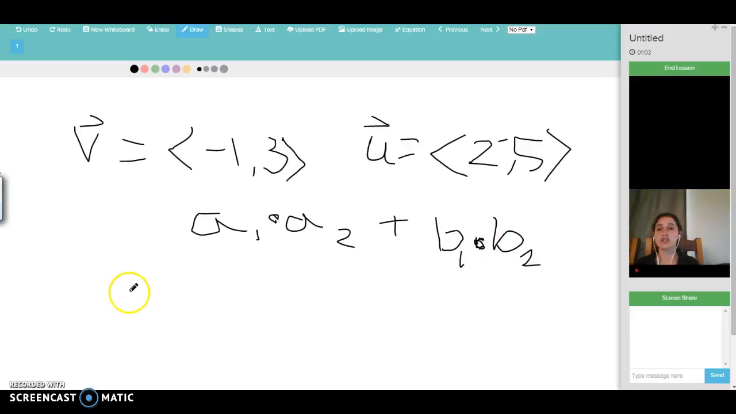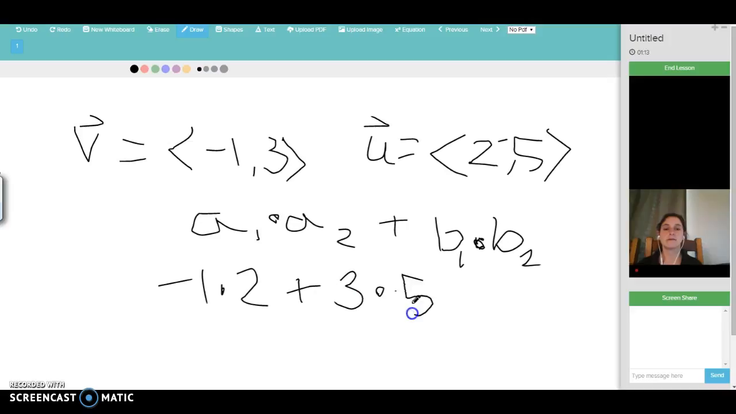So here's the calculation. It's going to look like this. -1 times 2 plus 3 times -5. And that's it. -2 minus 15. The dot product is -17.